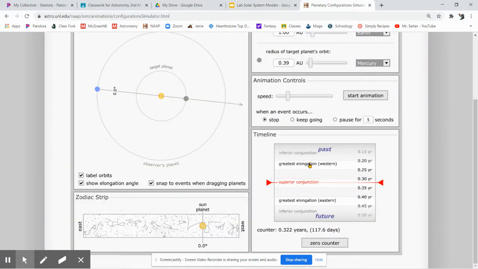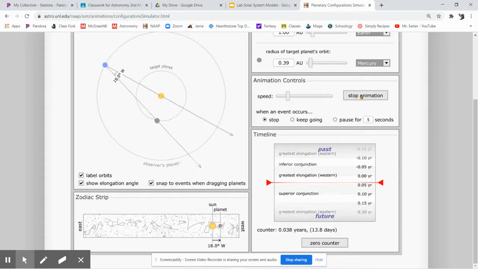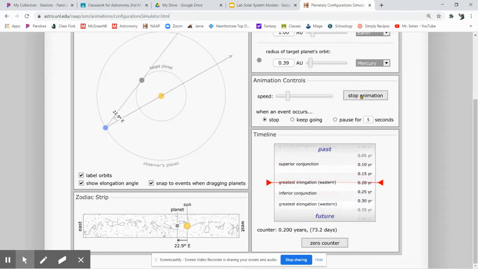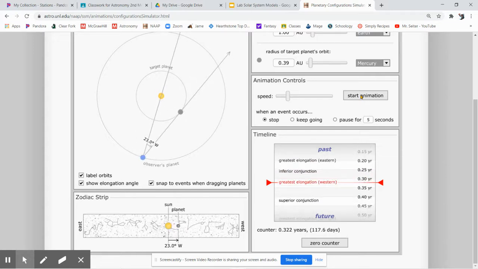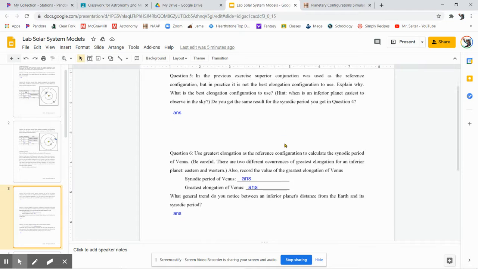Let's move it to the greatest elongation, zero that counter. All right. See, we can see this planet better now. So now let's go until we get back to the greatest elongation west, and let's see if I have the same amount of days. There I am, back to greatest elongation west. And yes, the same amount of days. So you're going to answer this question in sentence form, 2 to 3 sentences there.